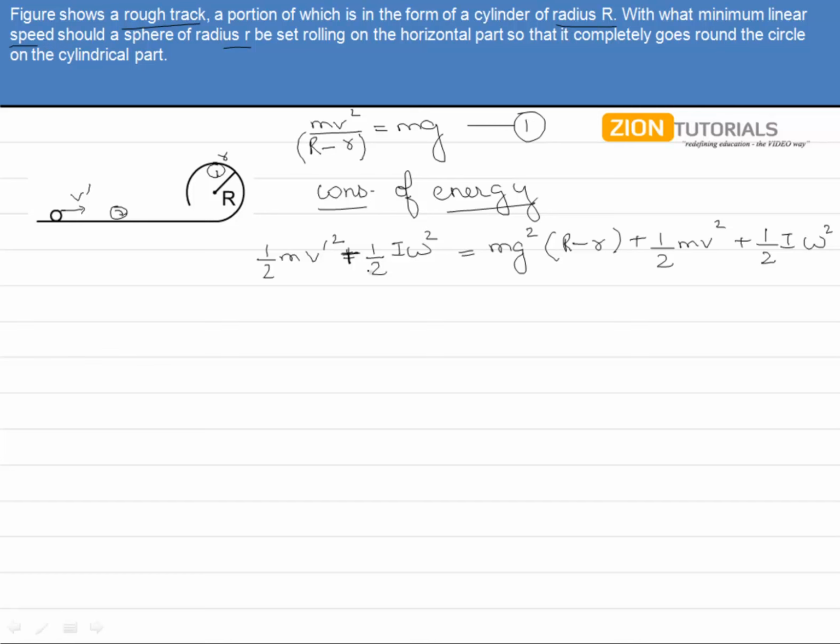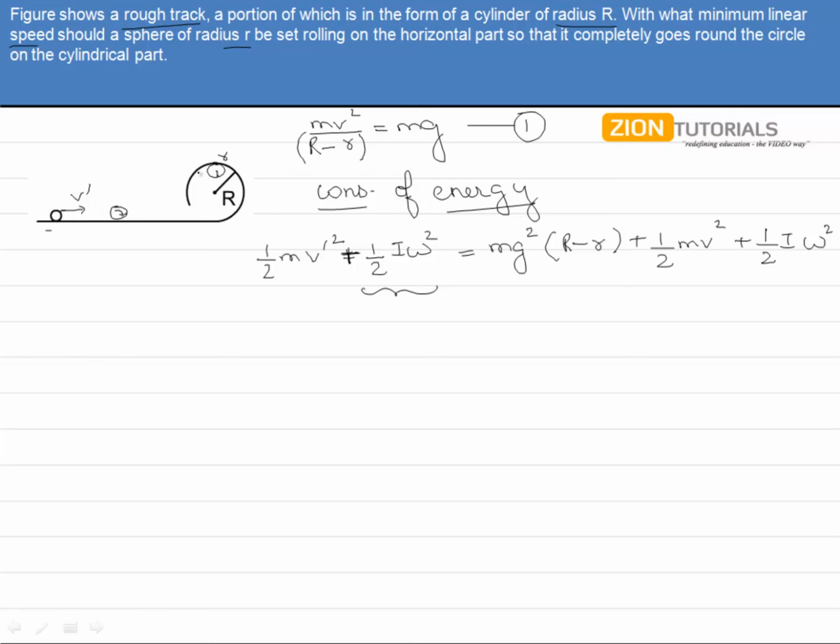Now why have we taken this half I omega square into consideration? Because when there will be no omega, there will be some friction acting over it, right? So we are considering that when this is v dash velocity and it is rotating with an angular velocity omega, no friction acts over it. That is why we have taken this rotational energy as well.